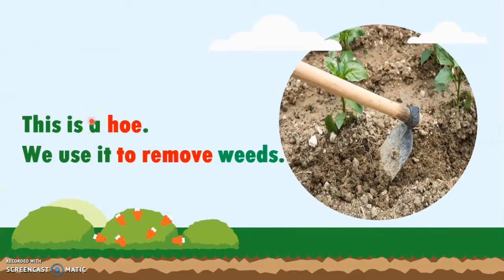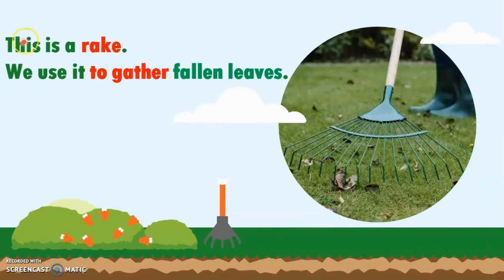Come, let's read. This is a hoe. We use it to remove weeds. Your turn. This is a rake. We use it to gather fallen leaves. You read.